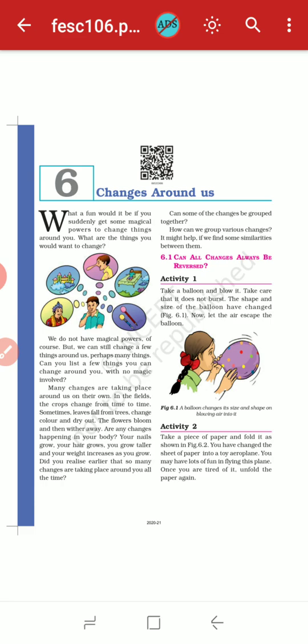Now take out your science textbook and open page number 46. So, dear children, as you know, we have already completed chapter number 6, that is, changes around us. I'm going to remind you of this lesson again, okay, so that you can easily understand. I'm going to repeat this lesson again. For this, I would like to show you some slides regarding this. So let's begin.